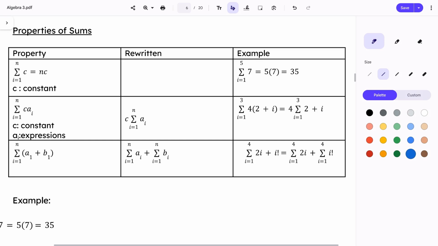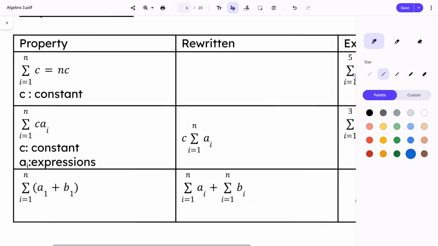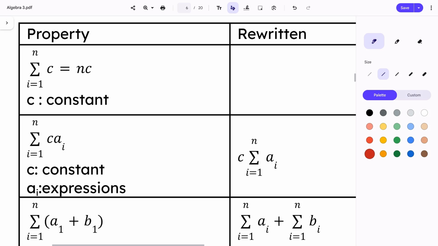The first property is if you have a sum and the number that's sitting in front of it is just a constant, meaning there's no variable, there's no x or n anywhere for me to actually plug in numbers. What that says is all I need to do is take the constant number sitting in front of that symbol times the upper limit of my sum and just multiply them together.